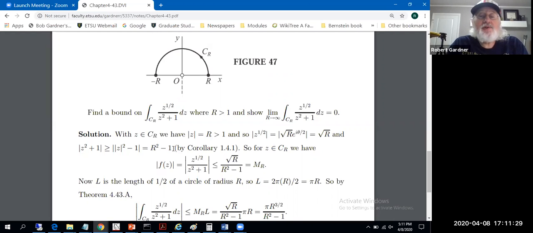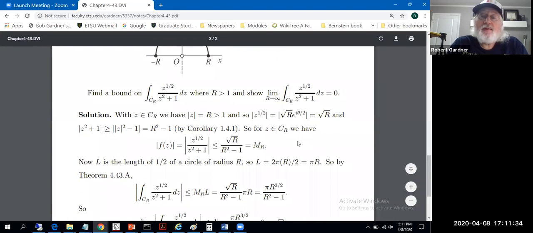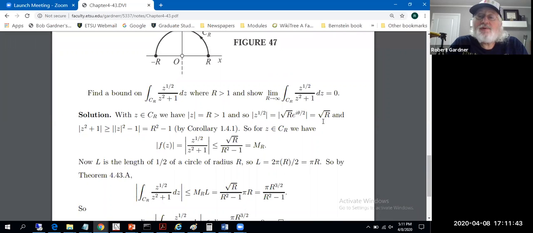That allows us to get a bound, capital M sub r this time, because we're letting the r vary, I guess. A bound on f of z, z to the 1/2 over z squared plus 1. An upper bound on the numerator was square root of r. A lower bound on the denominator was r squared minus 1. So with reciprocals, that gives us a bound of square root of r divided by r squared minus 1. That's a bound on the modulus of f of z, so we'll denote that by M sub r.